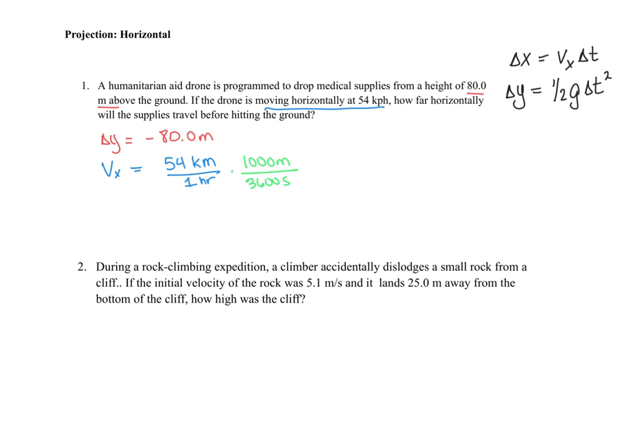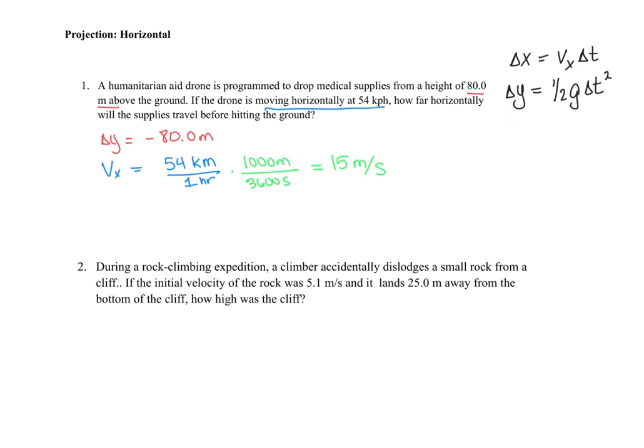Which means he is going 15 meters per second there. All right. In order to figure out how far it will go, we look at this. Change in x is how far. We need an initial velocity, which we have, but we need a time. All right, we're going to use our height to get our time.